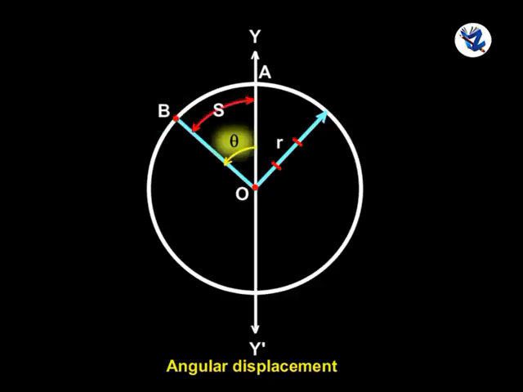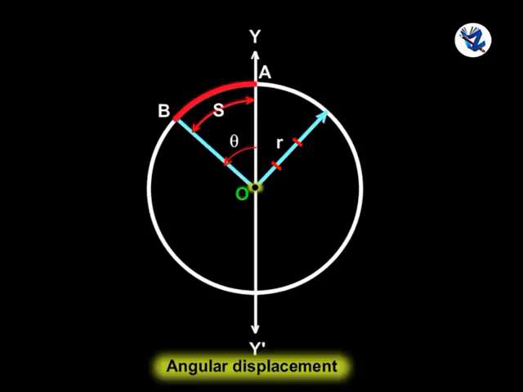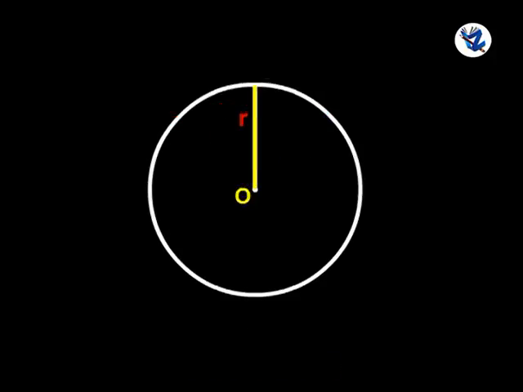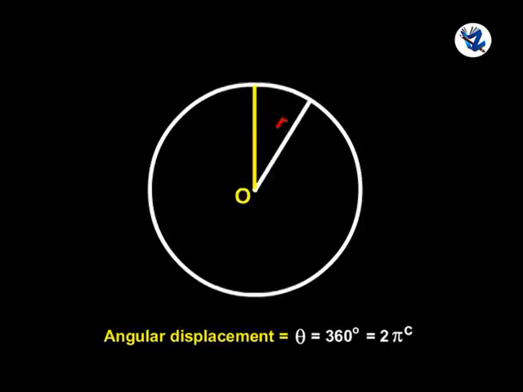The angle theta gives the position of the particle at instant t, and the angle theta is called the angular displacement of the particle in time t. The angle subtended by an arc AP at the center O of the circle is the angular displacement. So, angular displacement is defined as the angle described by the radius vector in a given time at the center of the circle. If a particle performing circular motion completes one revolution, then angular displacement theta is equal to 360 degrees, which is equal to 2 pi radian.